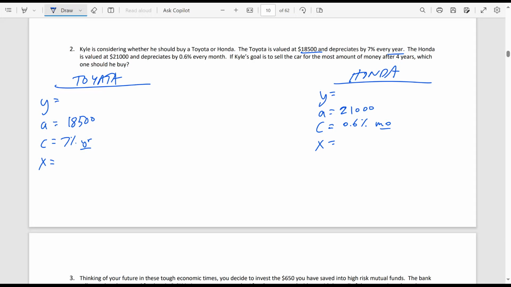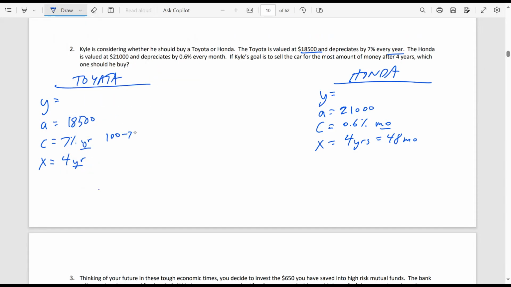Now it says here, Kyle's goal is to sell it for the most after 4 years. So 4 years, this one is going to have to change. We're going to have to make this match the actual months. So 4 years is 48 months. Whereas the time on the Toyota, because the rate was per year, I can just leave as 4. So that's the only part about this that is complicated. It's depreciating. So now we're going to go through finding my C part.